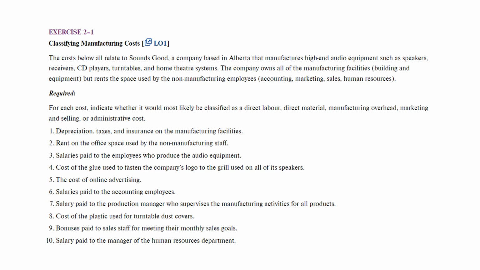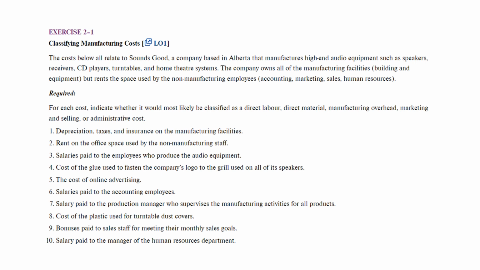All right, so let's jump into some of the practice problems together, and we're going to start with exercise 2-1, classifying manufacturing costs. So the costs below all relate to Sounds Good, a company based in Alberta that manufactures high-end audio equipment such as speakers, receivers, CD players, turntables, and home theater systems. The company owns all the manufacturing facilities, building, and equipment, but rents the space used by the non-manufacturing employees: accounting, marketing, sales, and human resources.